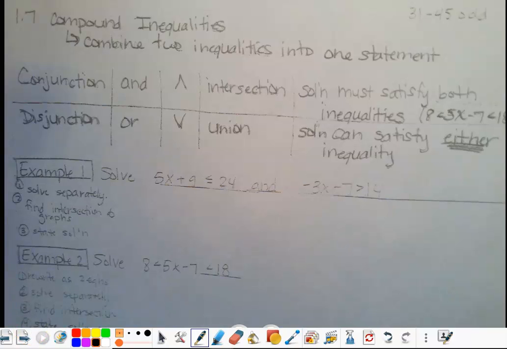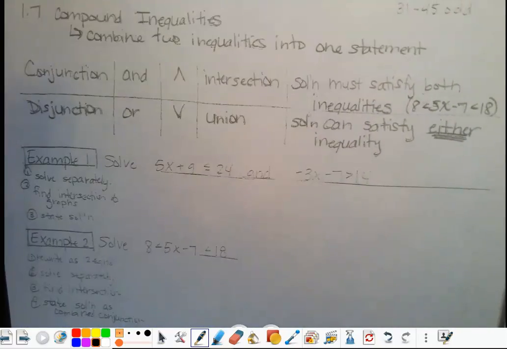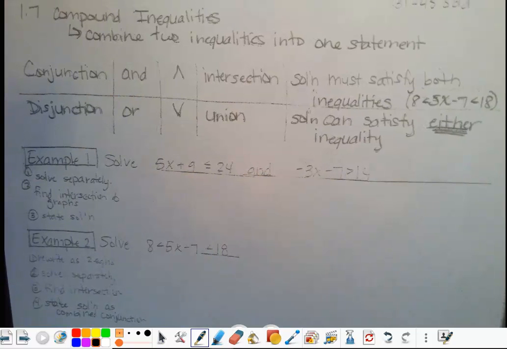All right. For Algebra 2, we are doing compound inequalities, lesson 1.7 here. We're combining two inequalities into one statement. Sorry, these maybe look a little rewritten over there, because they actually are. But there are two different ways that we can do inequalities and make it a compound inequality.